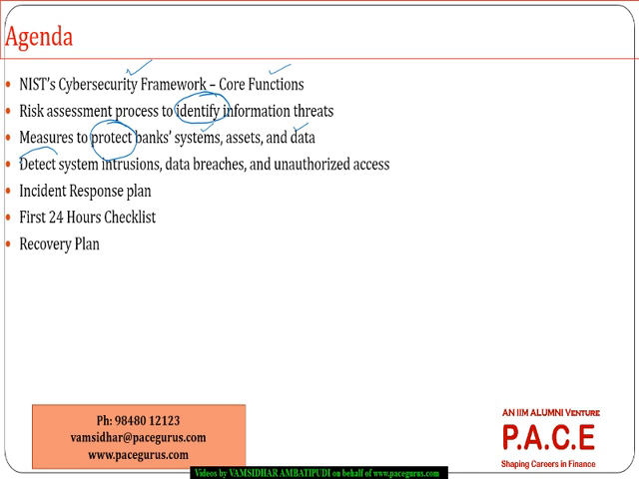Then comes the third major aspect, where detection comes up. What kind of intrusions can happen? What kind of data breaches can happen? What kind of unauthorized access can happen to the banking systems? Having some understanding of these different kinds of intrusions, how do you detect them? Then how do you respond to all those kinds of attacks? What kind of plan do you have in place to respond to those attacks?